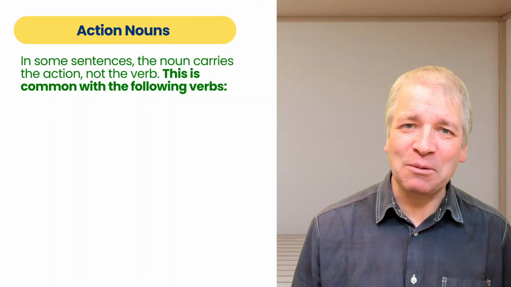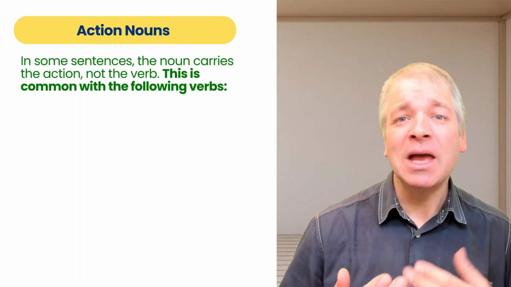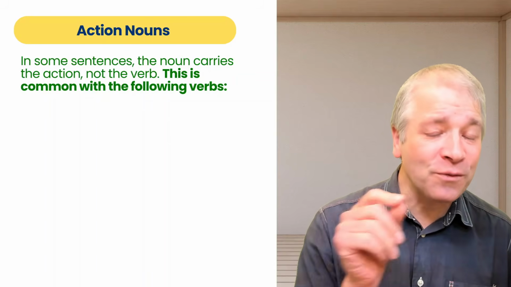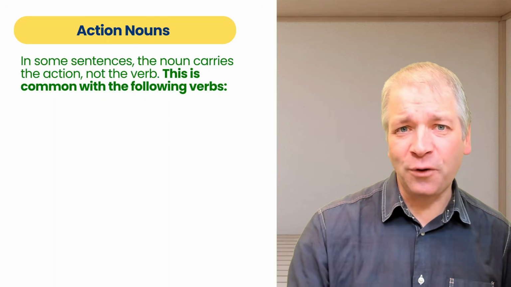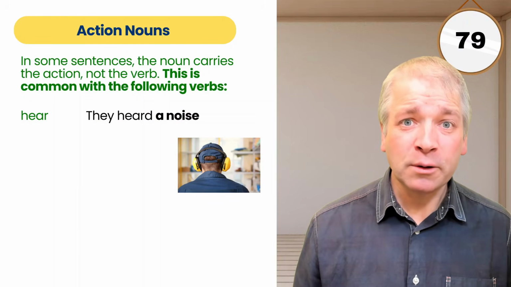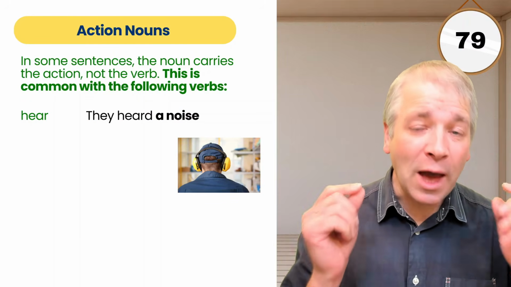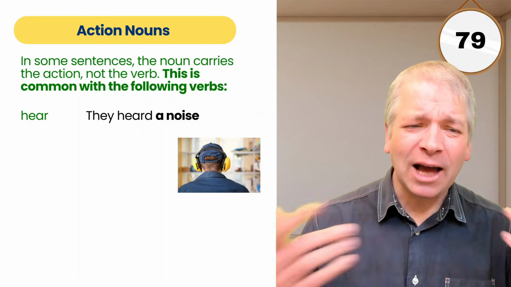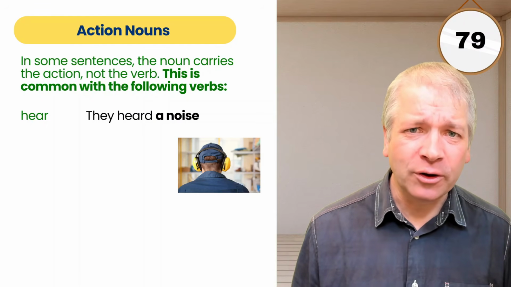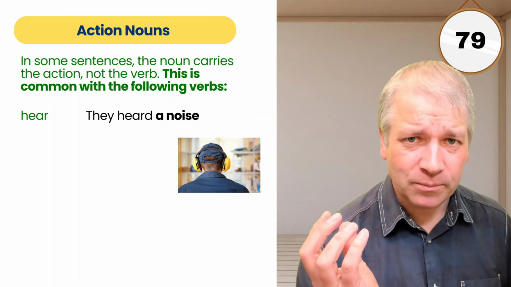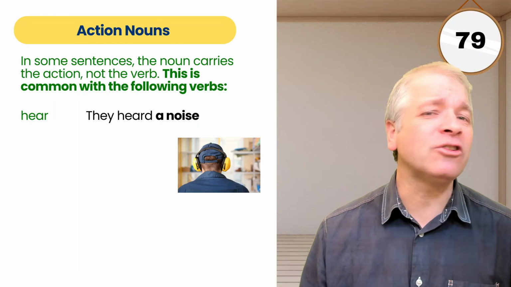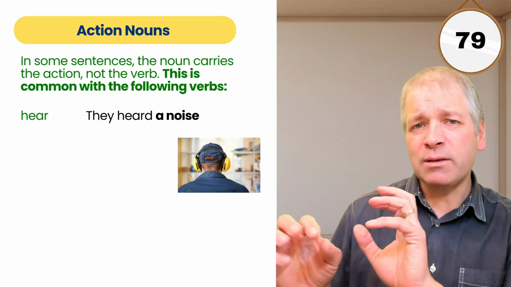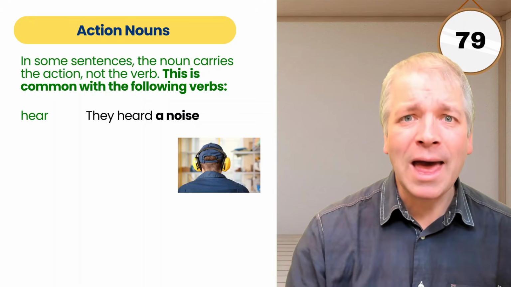With action nouns, we're talking about this. In some sentences, the noun carries the action, not the verb. And this is common with the following verbs. For instance, with the verb hear, they heard a noise. Now, what's the real action here? Well, the action is the noise. When you hear, information simply goes into your ear. You're not doing anything. But the noise is an action created by someone else.